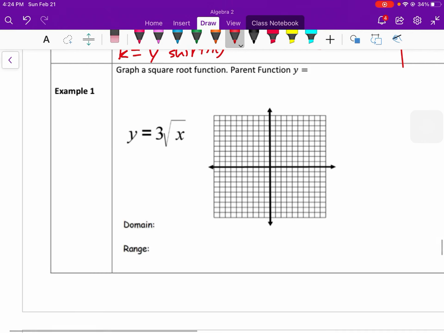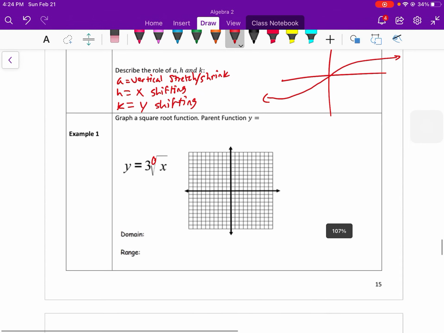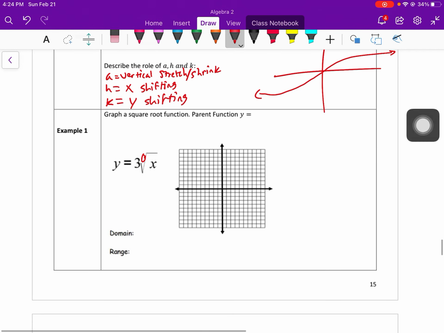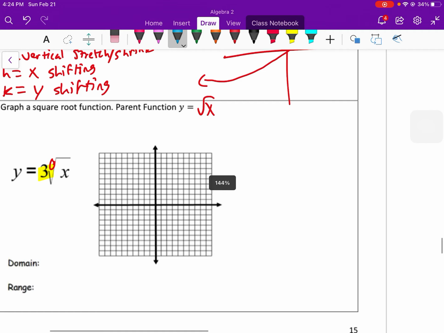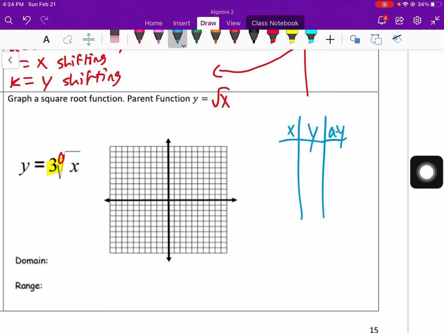So we're just going to start with an index of 2, right? Because this is a square root. The implied index is 2. So our parent function is y equals square root of x. And we do have an a value. Our a value is 3. So when plotting the function, this is how we'll set it up. We want x and y, and then a times y. So let's go through and make sense of that.